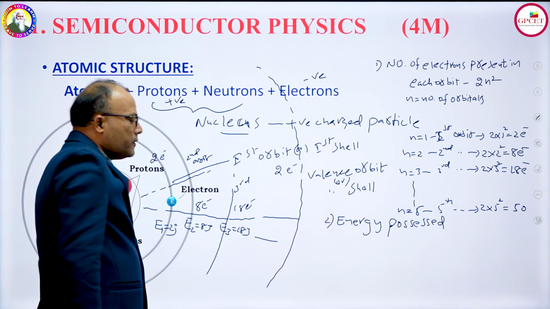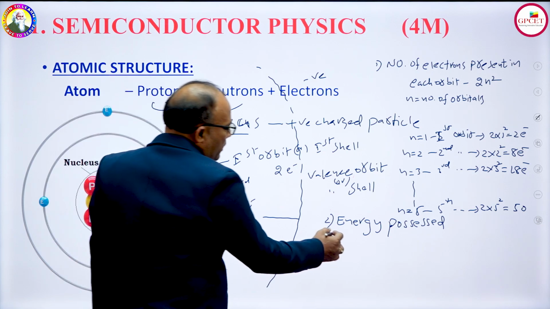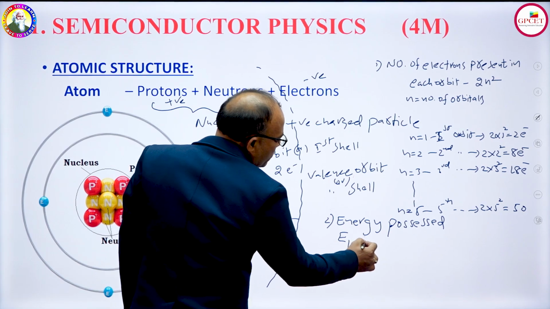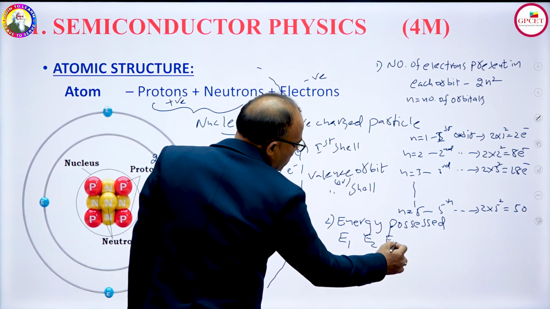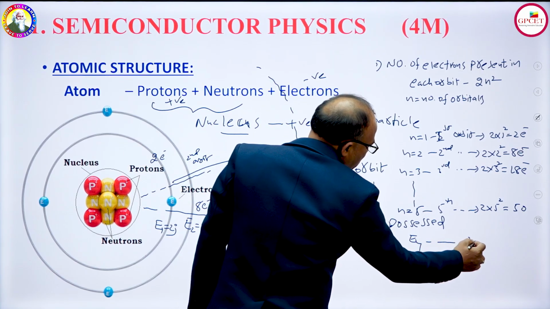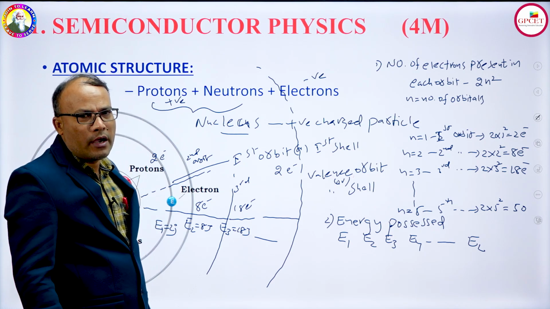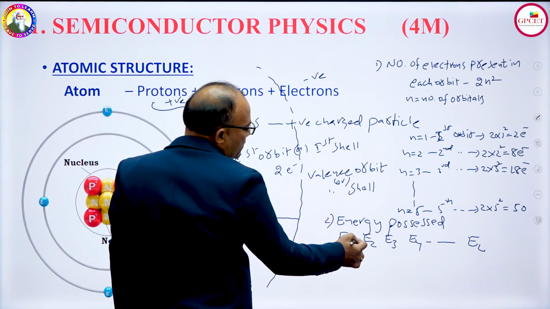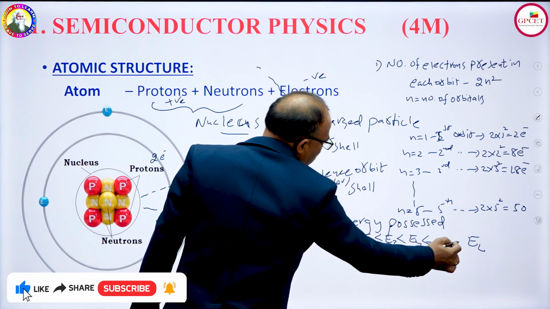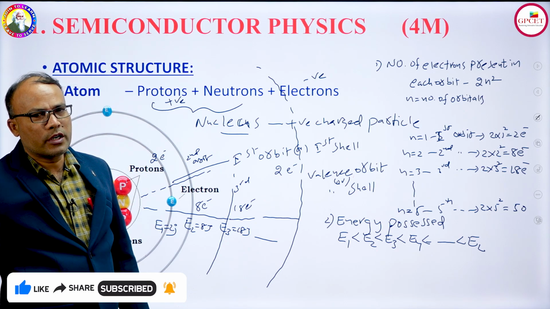Likewise, as you go to the last orbit, the energy level increases. So you can have a concept like this here. Suppose E1 is the first energy level, E2 is the second energy level, E3 is the third energy level, E4 is the fourth energy level, and likewise the last energy level as EL. Then you can have a relation like this: E1 is less than E2, E2 is less than E3, E3 is less than E4, and the last energy level is always greater than the one before it.